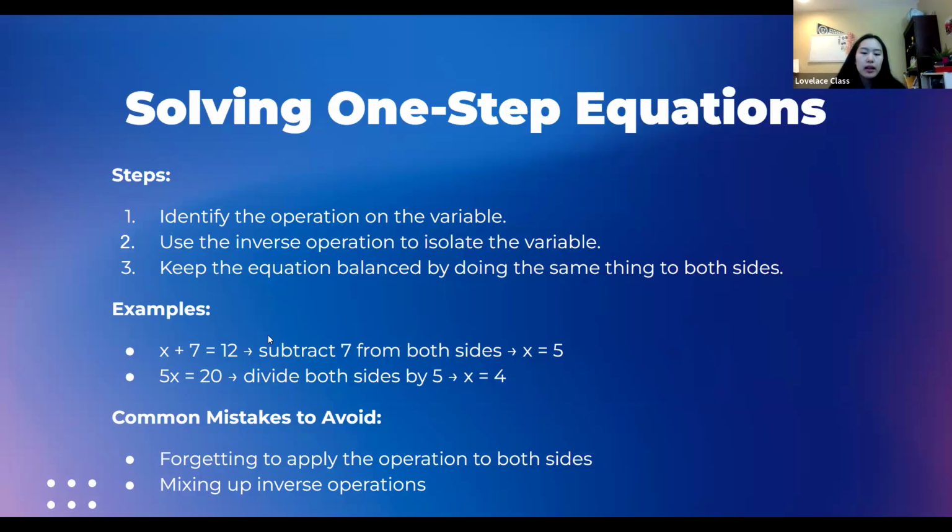That's it. And then some common mistakes to avoid are forgetting to apply the operations to both sides or mixing up inverse operations. Those are some pretty common mistakes that are made. But just make sure that whatever you do to one side, like the left side, the side of the variable, you also have to do to the right side. So if you subtract 7 from the left side, you have to subtract 7 from the right side.